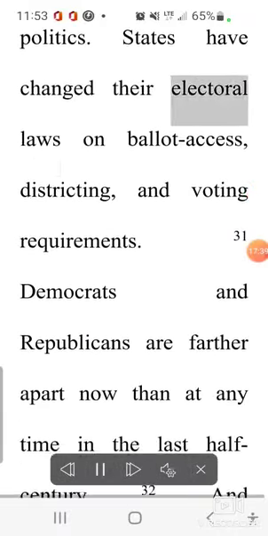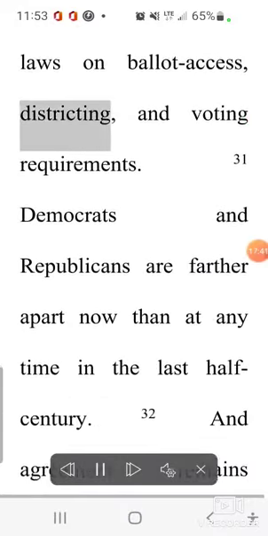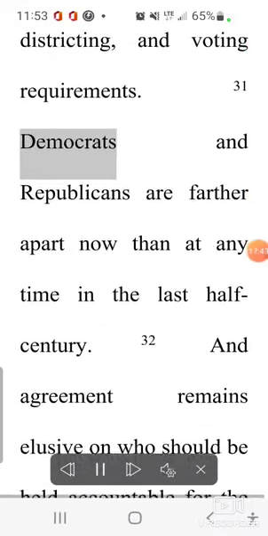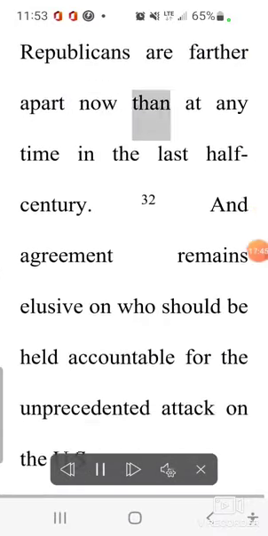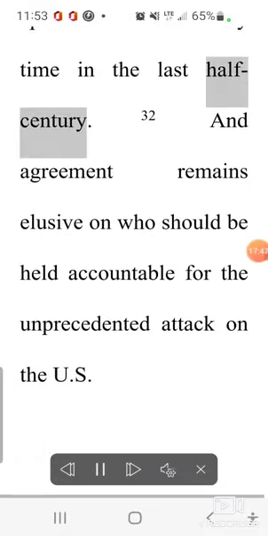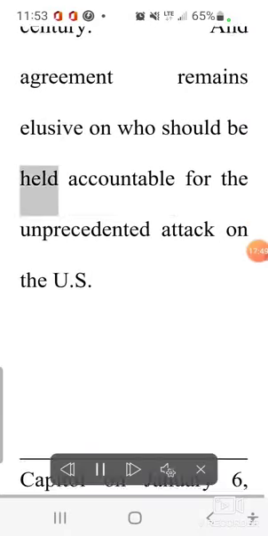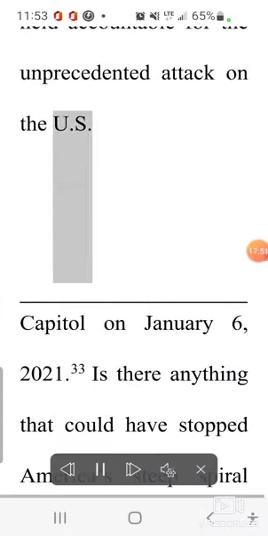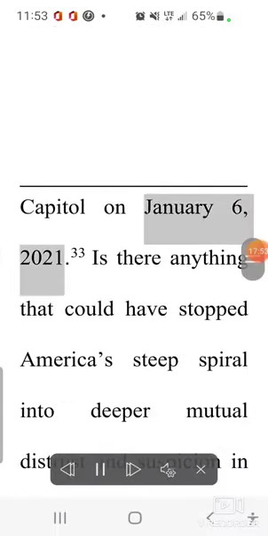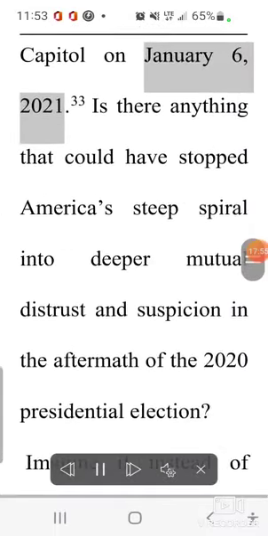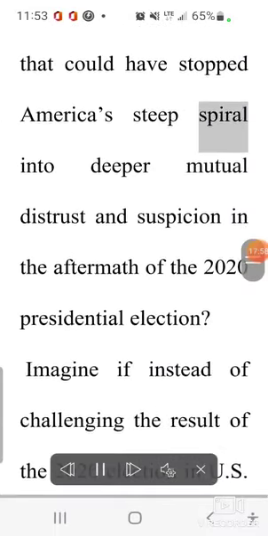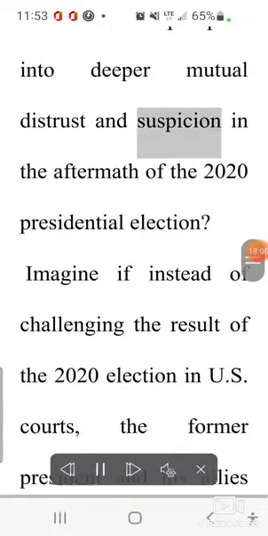States have changed their electoral laws on ballot access, districting, and voting requirements. Democrats and Republicans are farther apart now than at any time in the last half-century. And agreement remains elusive on who should be held accountable for the unprecedented attack on the U.S. Capitol on January 6, 2021. Is there anything that could have stopped America's steep spiral into deeper mutual distrust and suspicion in the aftermath of the 2020 presidential election?